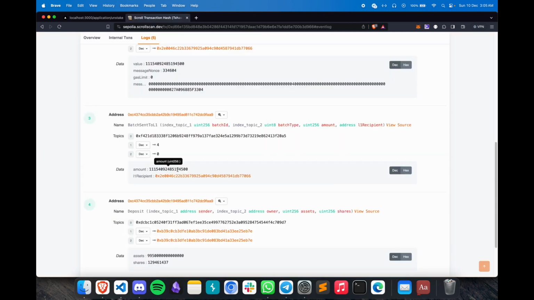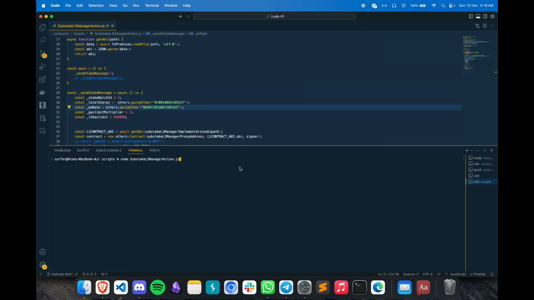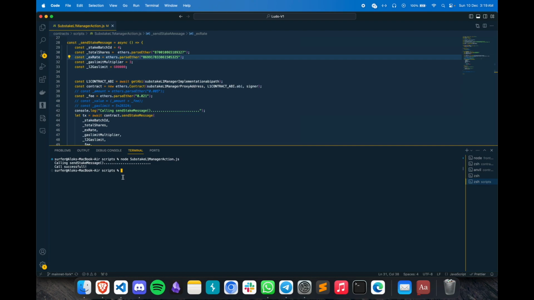The amount that has been bridged from Scroll to Ethereum, we'll stake it on Lido. Since Lido isn't supporting the Sepolia network, we'll use the mainnet fork. So now the exact amount that has been bridged to Ethereum has been staked to Lido, and this is the amount of shares that we get in return. Now we'll be sending the data back to Scroll, which will include the batch ID, the total shares, and the exchange rate. So the call is successful and the data is transferred.